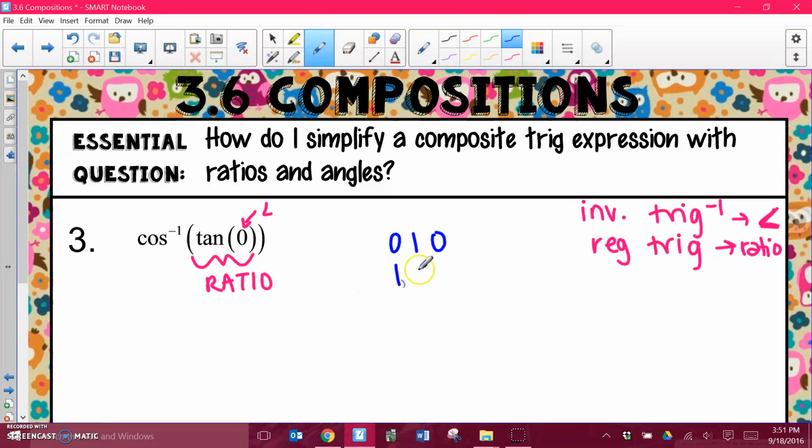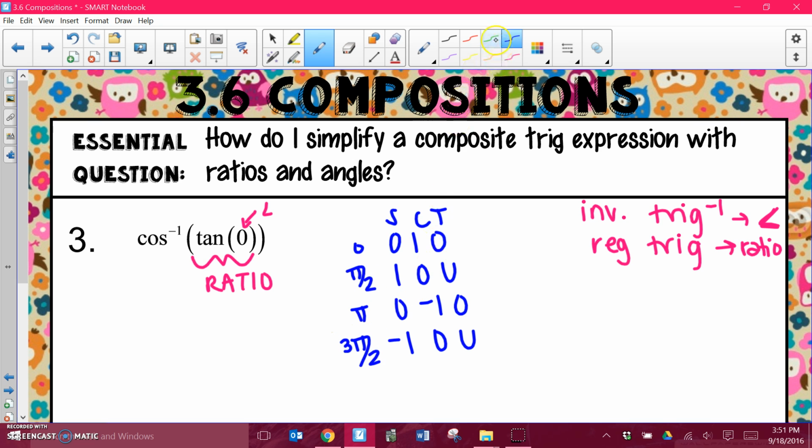I feel like I should just have this on every slide because I have to rewrite it every time. So SOHCAHTOA, 0, pi over 2, pi, 3 pi over 2. So if I look, again, this isn't an inverse, so I'm not looking on the inside. I know I'm looking for a tangent, and I need a tangent of 0, and that just happens to be 0. Okay, so what I'm really looking for here is the inverse cosine of 0.